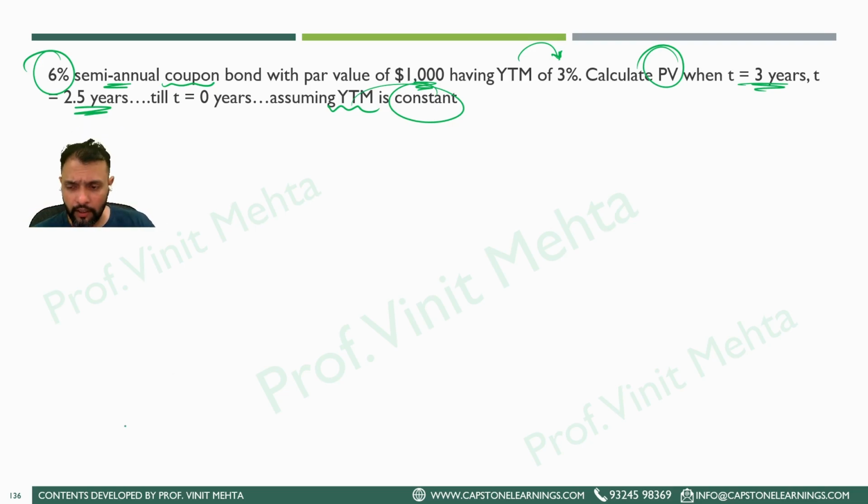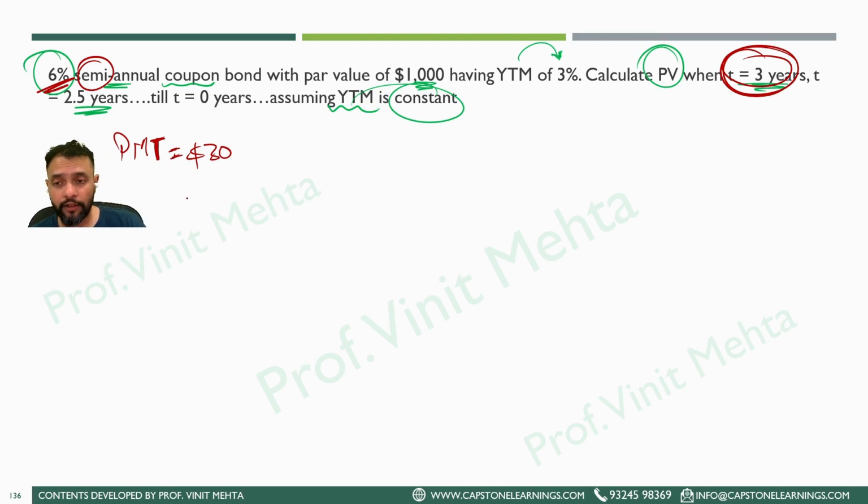Look, it is semi-annual, so let's say I take T equal to 3 and I am calculating the value of the bond when 3 years are remaining to maturity. Your PMT, you always start with PMT. I've been telling you time and again, and there is a reason for it, because PMT in this case is not 6% but semi-annual, so 3%, which is 3% into $1,000, $30. This is the command which you are giving to the calculator, your powerful calculator.